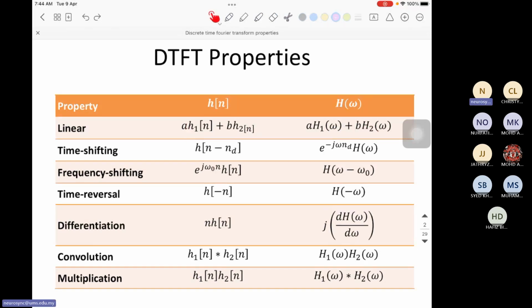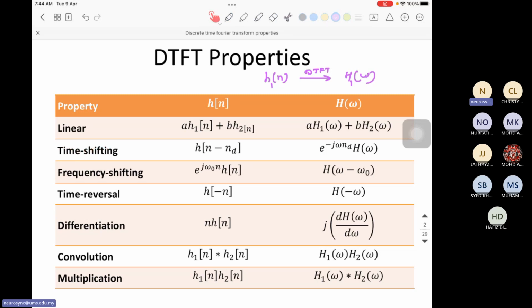Please understand the notations. Here in the time domain, this is small h and small n. In the frequency domain, it is capital H. So when I do the DTFT over h of n, I will get H of omega. For h1, I get H1 of omega. Like that. This is the linearity property. So DTFT is linear.